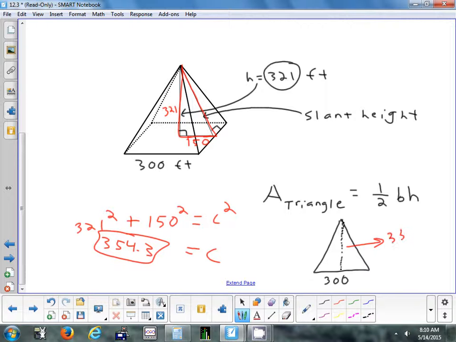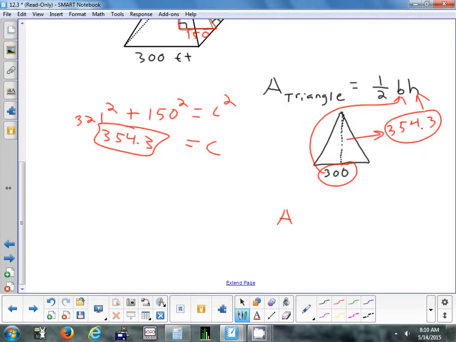Now, that's the height of one of the sides. This dotted line I have in black, that's the slant height. It's going up the side of the pyramid. Now, this is going to become my height of one of the lateral faces. This is my base. So we fill in the base, fill in the height, multiply by a half.